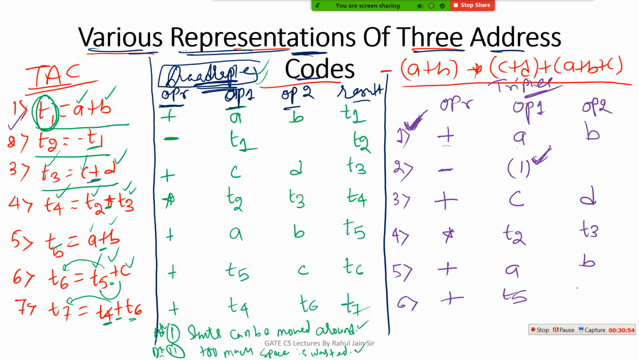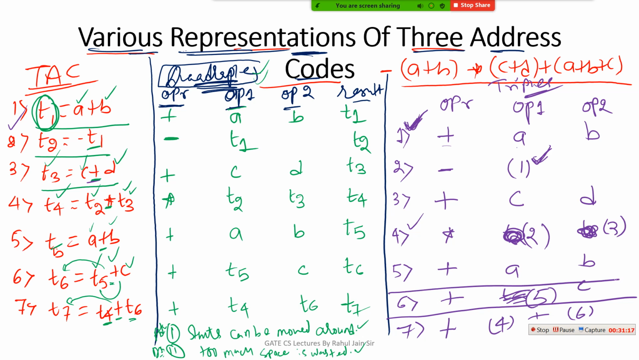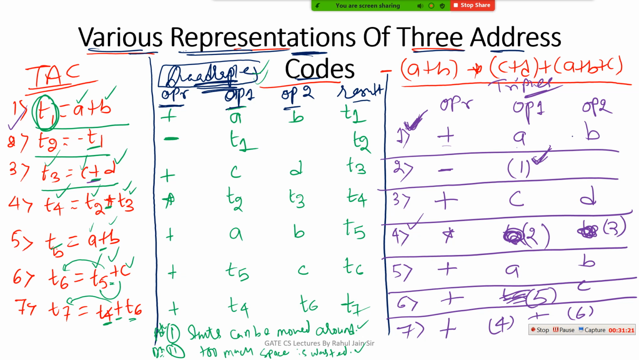T5, and T5 is nothing here now, so 5. T2 is nothing here, so I will call 2. T3 is nothing here, so I will call 3 here, and I will add C here. And in the 7th entry I need the addition of T4, that is, I will call the 4th statement and add it with the 6th statement. This is the entry of the 7th row, then the 6th, 5th, 4th, 3rd, 2 and 1. It is my triple table, guys.